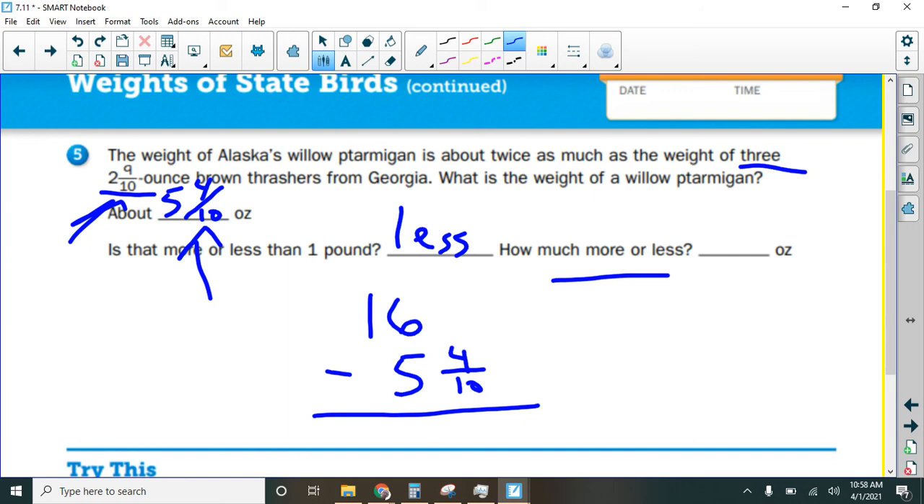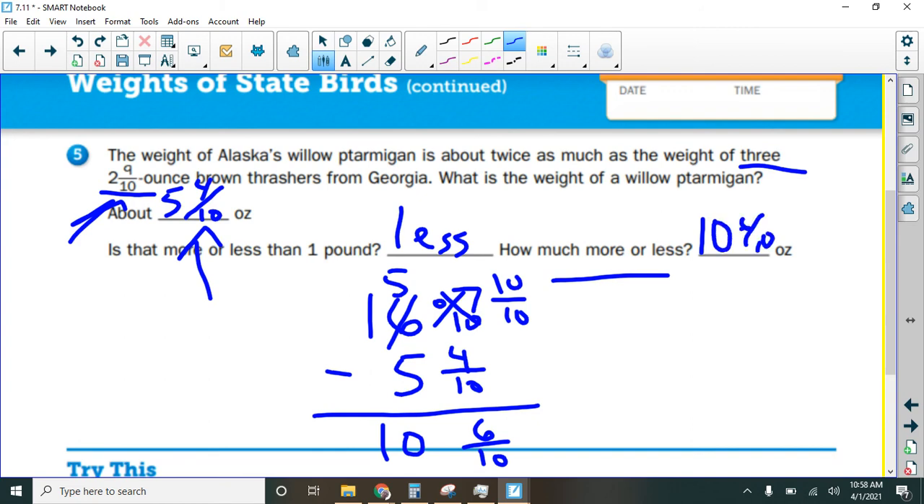So this is like 16 and 0/10. So we're going to borrow. And now we have 10/10 over here. And when we subtract, we get 10 and 6/10. 10 and 6/10. If we wanted to write it as a decimal, 6/10 would be 0.6, right? 10.6.